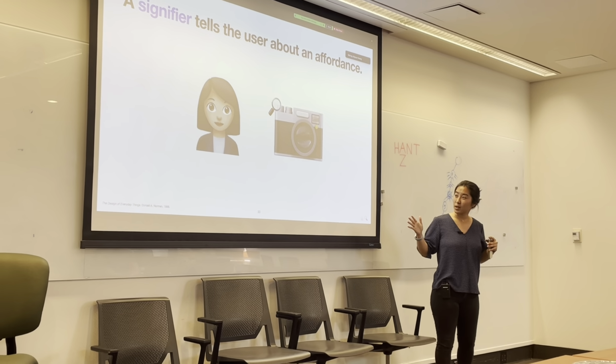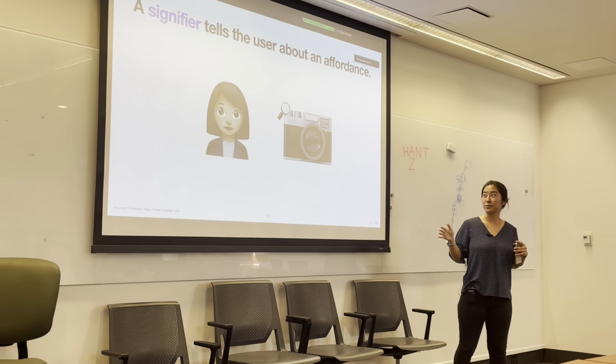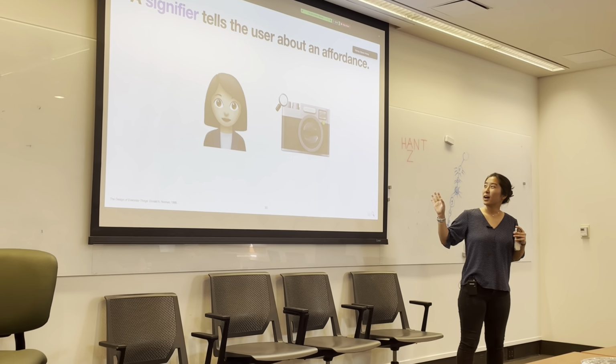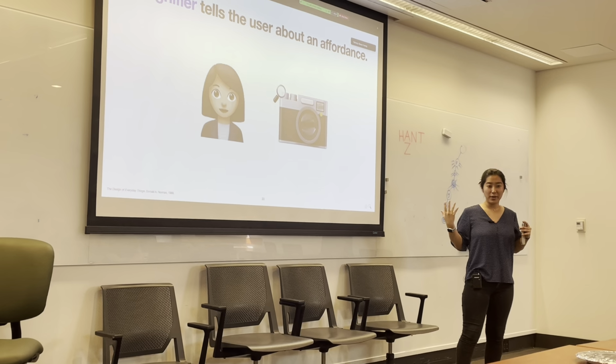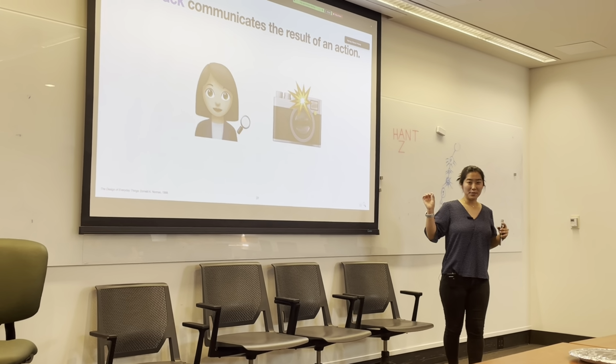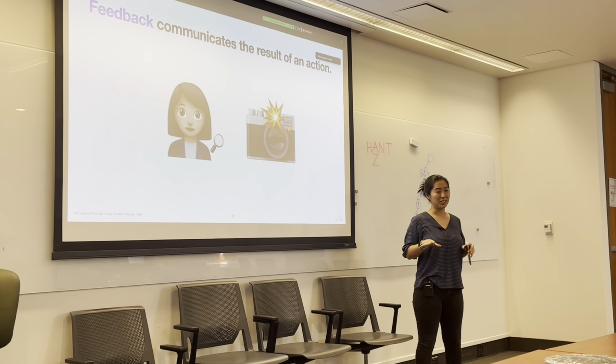So if I have this camera and I'm wondering what I can do with it and what it can do for me, I might take a look and notice that I have these little shutter buttons. Maybe I click on it. And how do I know that anything happened? That's with feedback. So feedback tells you the result of an action that you just did.